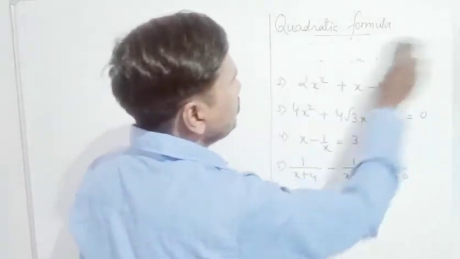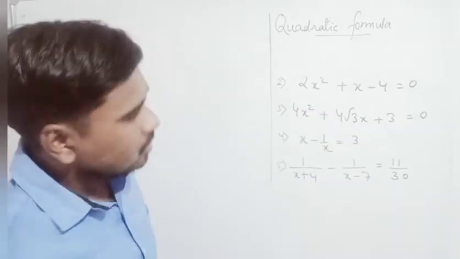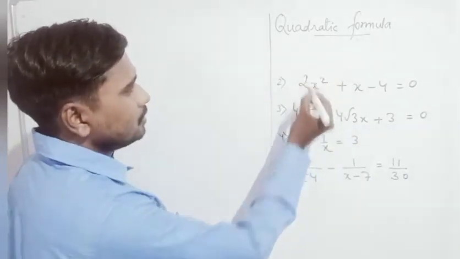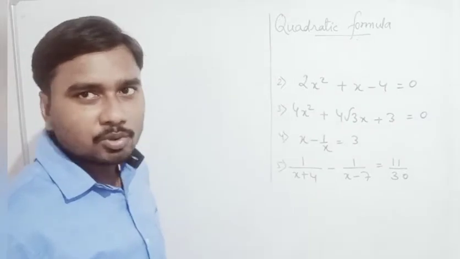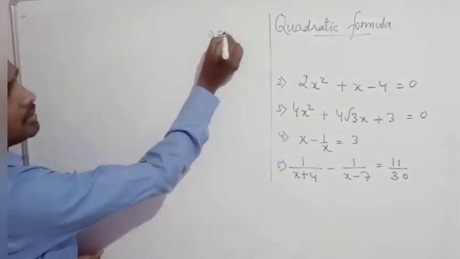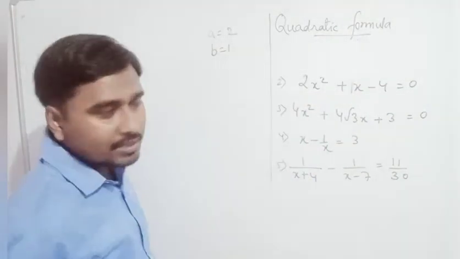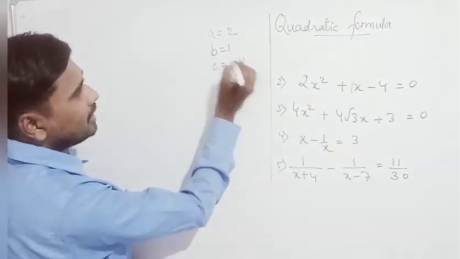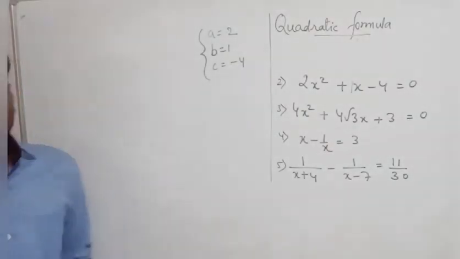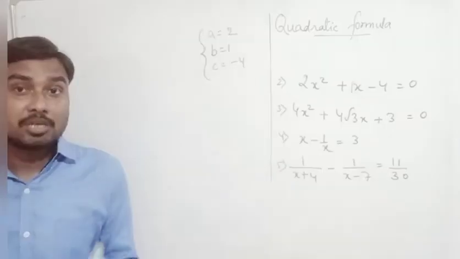So this question is solved. Now see the question, it is 2x square plus x minus 4. So what is a? a is 2. What is b? b is 1, the coefficient of x. And what is the constant term? Minus 4. So what will we find? First of all we will find the discriminant.